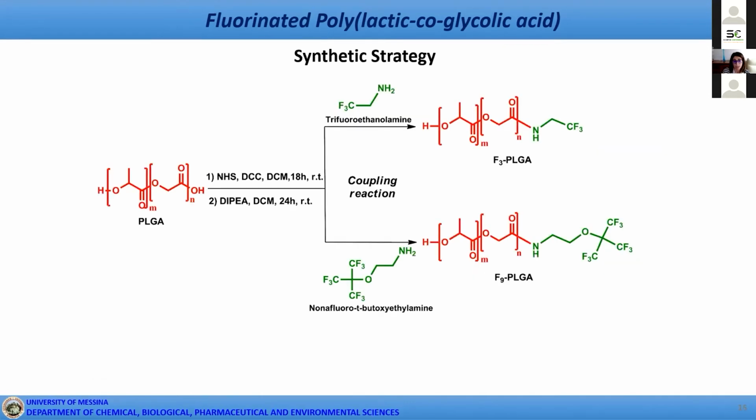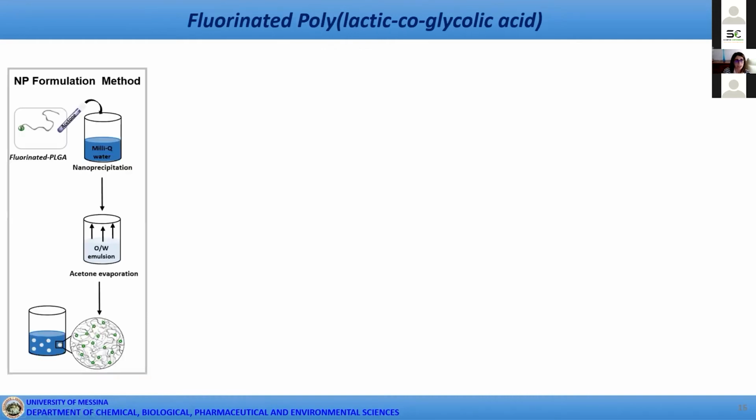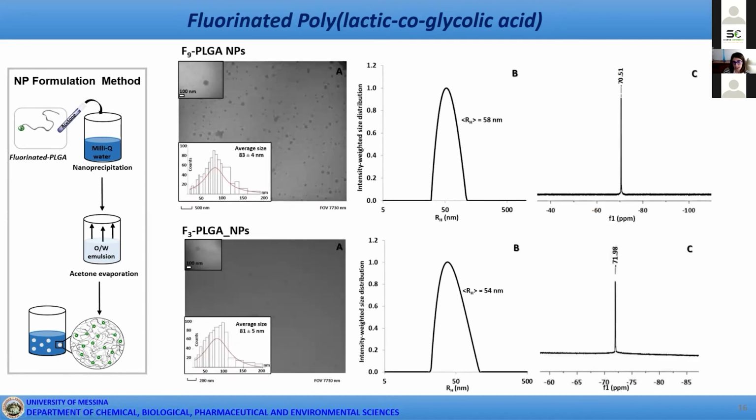We selected the polymer PLGA because PLGA is a polymer FDA approved for biomedical application. This was functionalized with two different fluorinated amines by coupling reaction. Thus, we obtained two fluorinated polymers which contain respectively 3 and 9 fluorine equivalent atoms. This system was formulated by nanoprecipitation strategy to obtain the nanoparticles, and these nanoparticles were characterized by several techniques.